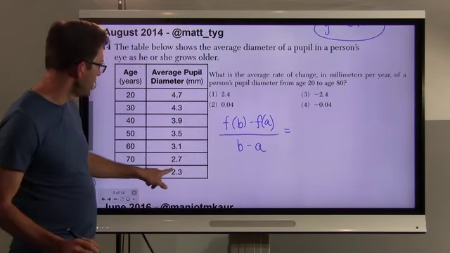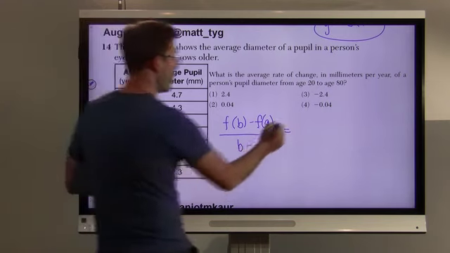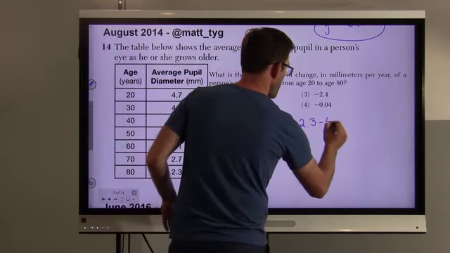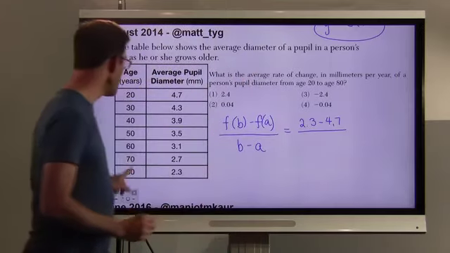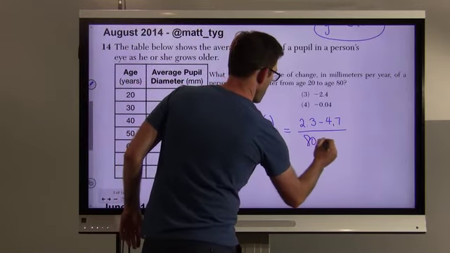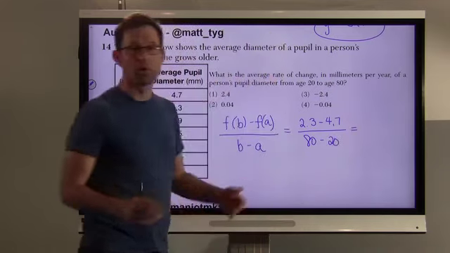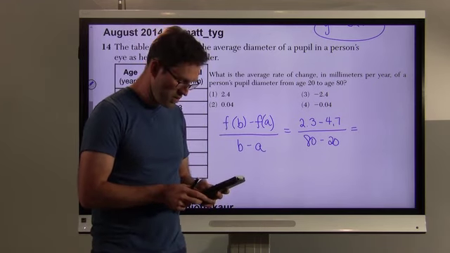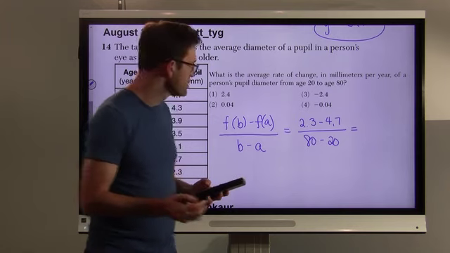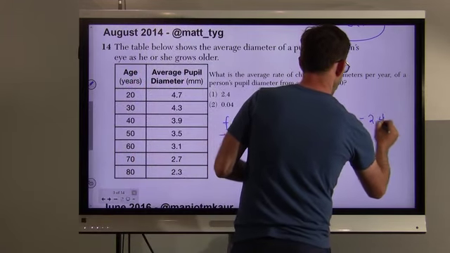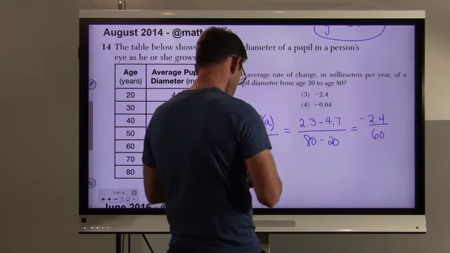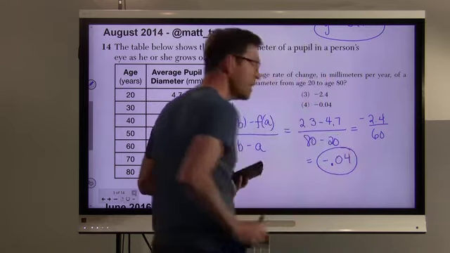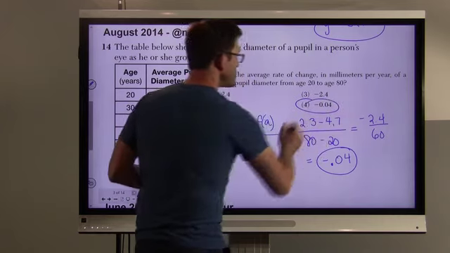So I really want the pupil diameter at 80, which is 2.3, minus the pupil diameter at 20, which is 4.7, divided by 80 minus 20. All right, and obviously that takes a little bit of work on the calculator. Let me just grab mine. I'm not going to fire up the computer one at this point. We'll use that when we need to. All right, so that's negative 2.4 divided by 60. And that's negative 0.04. Easy enough. Choice 4.